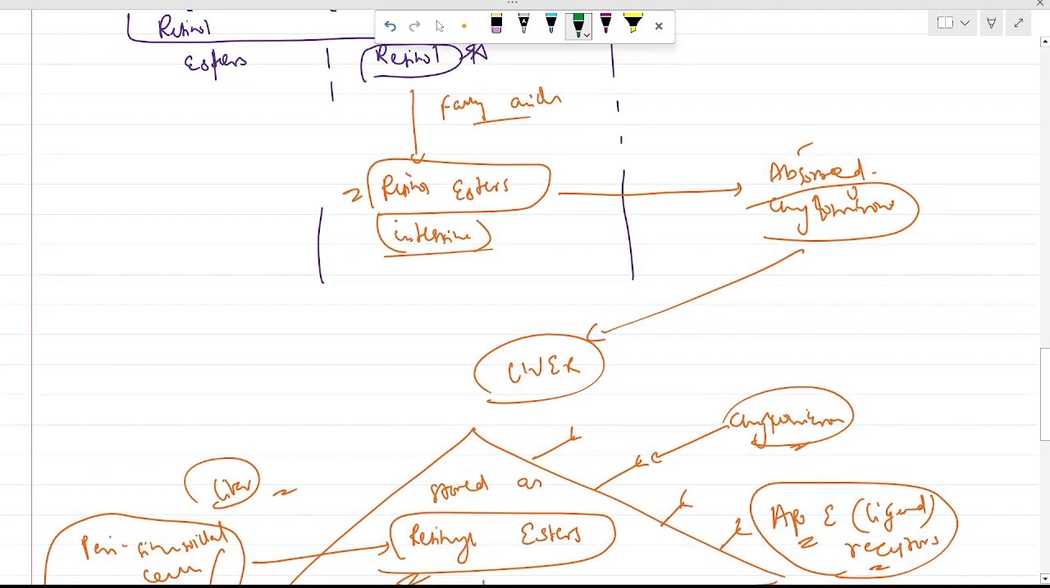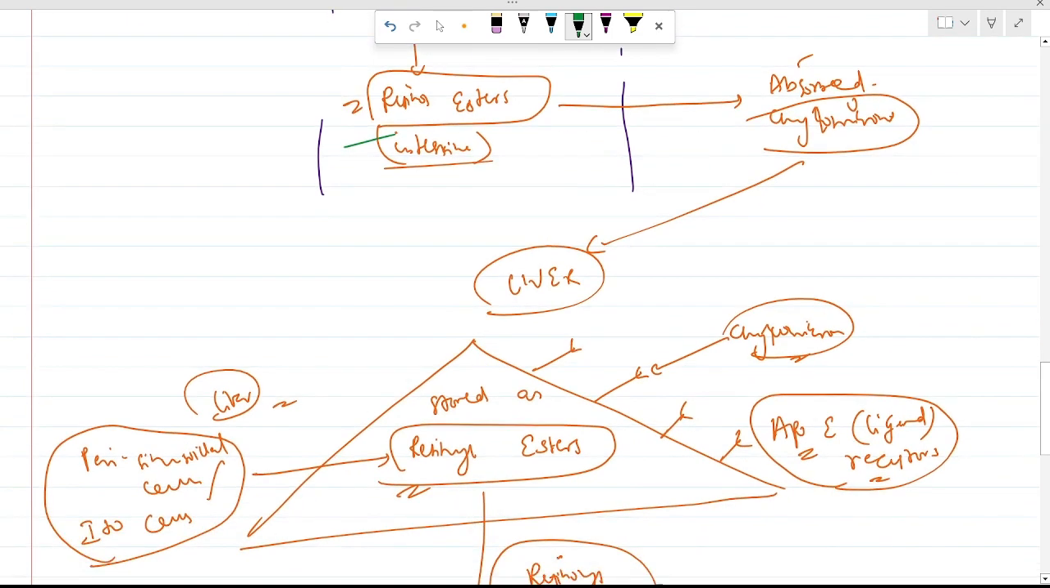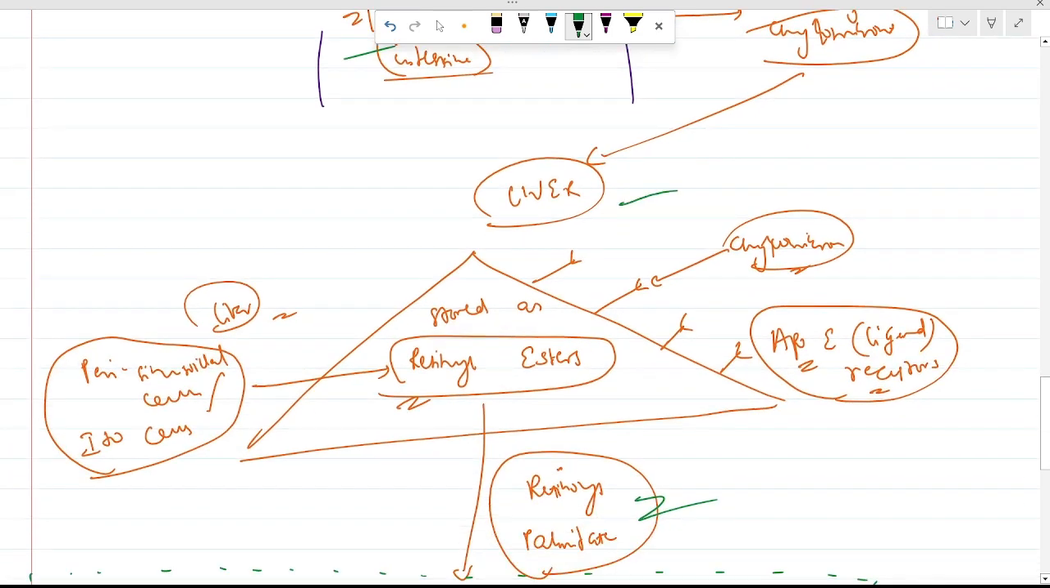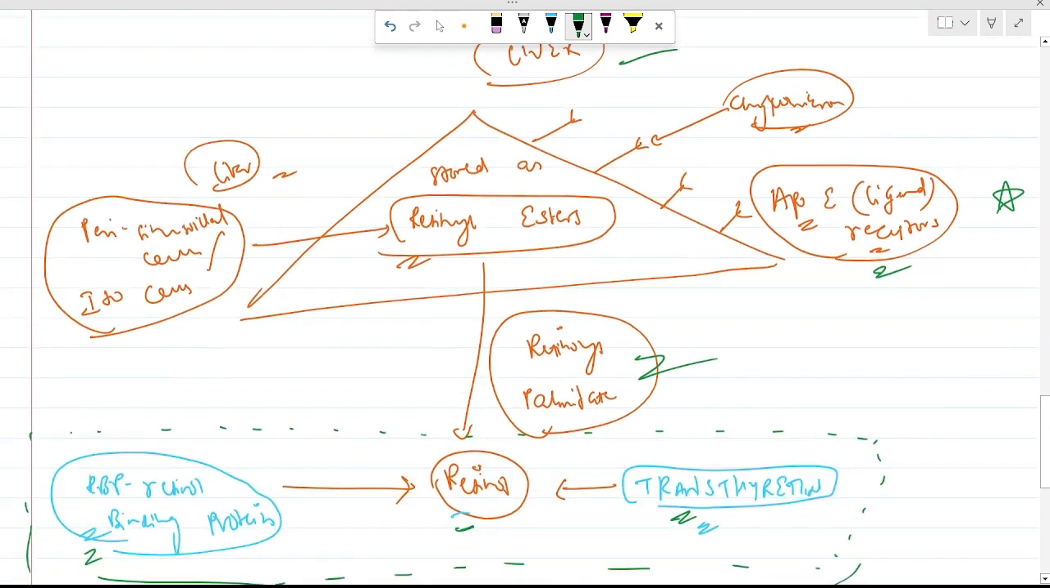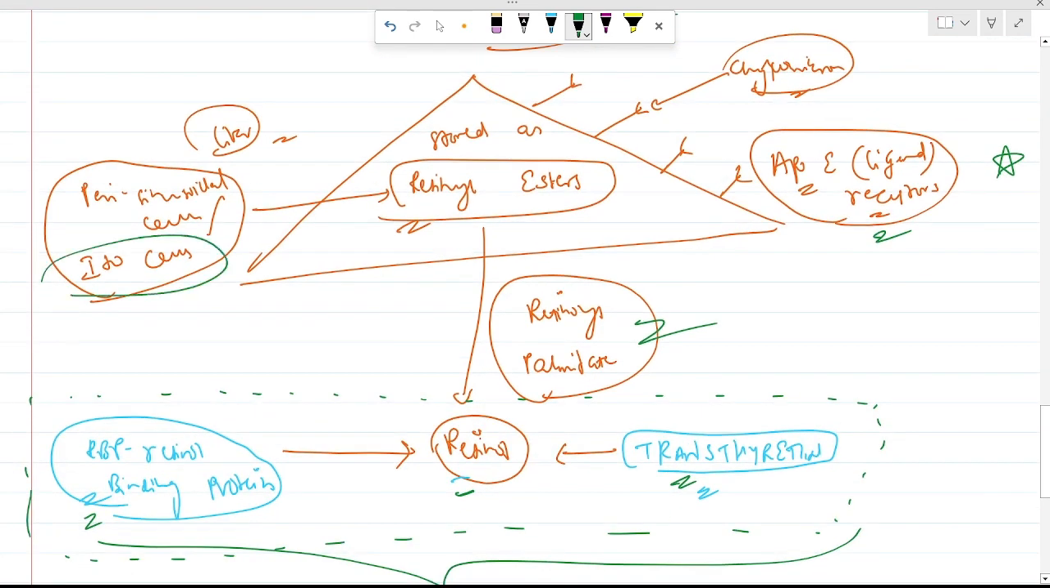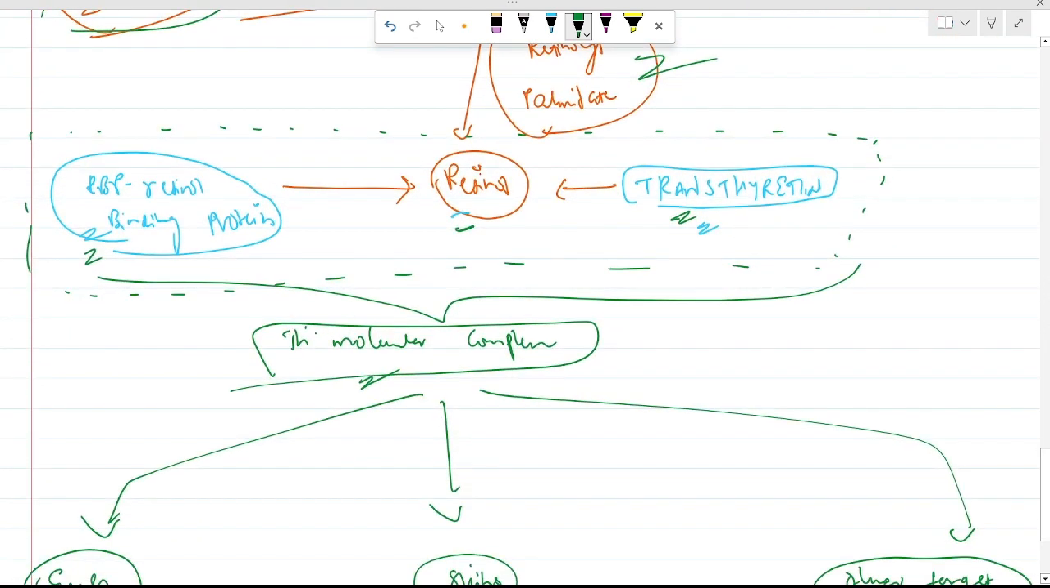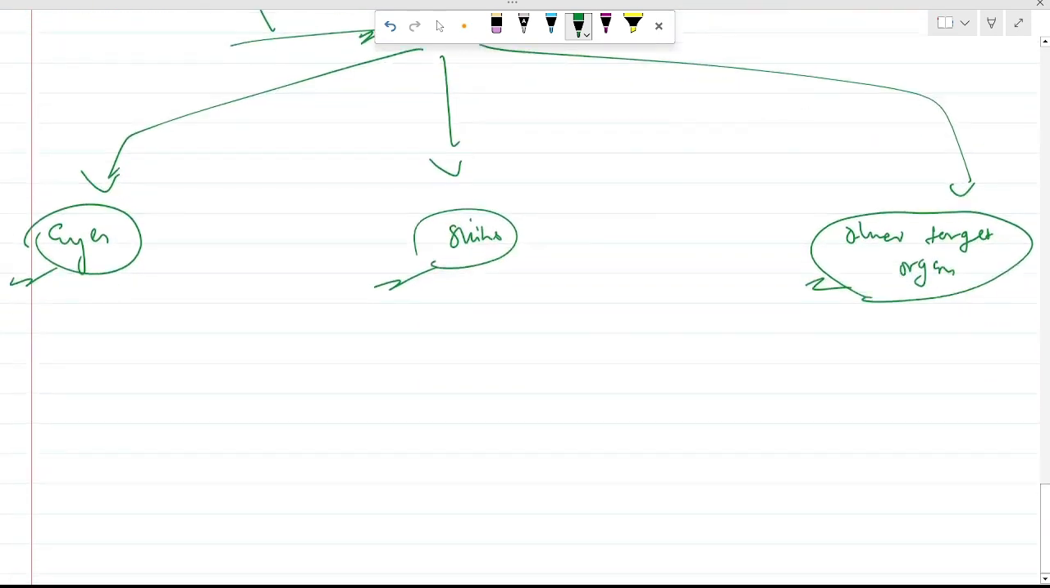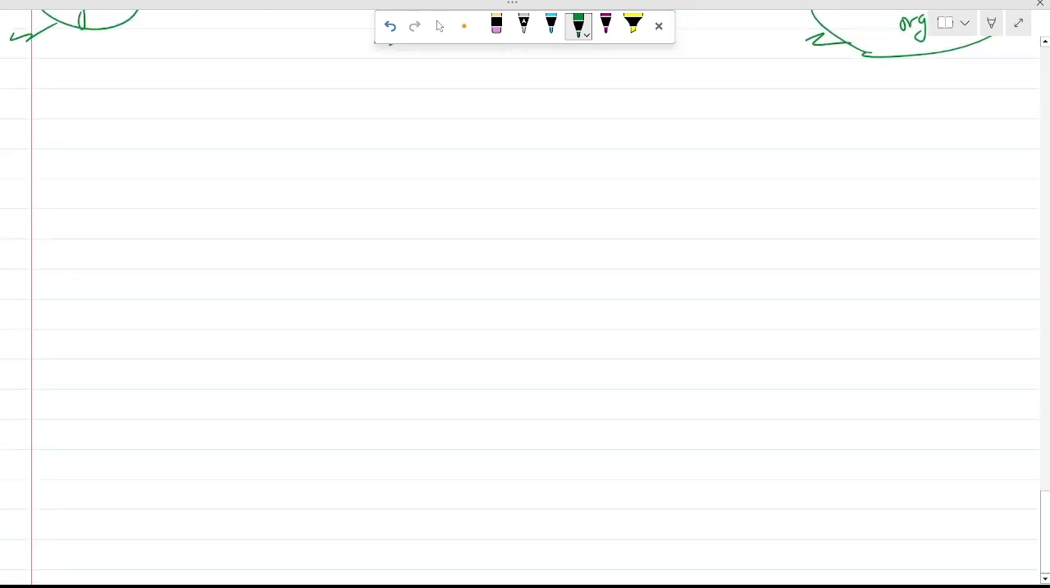In combination with fatty acids, it forms retinol esters. Chylomicrons get absorbed into the liver. Remember this receptor, ApoE ligand receptors. Stored as retinyl esters in the Ito cells or perisinusoidal cells, it forms the tri-molecular complex with transthyretin and retinol binding protein, which then goes to the eyes, skin, and other target organs.